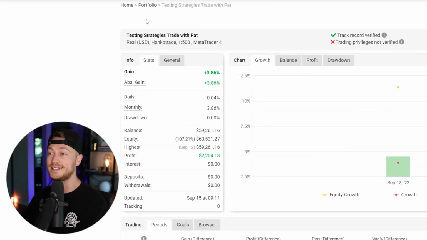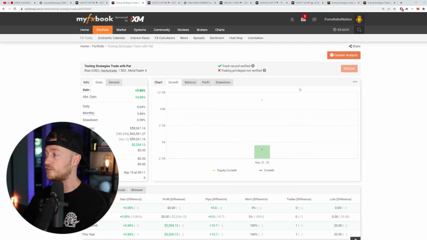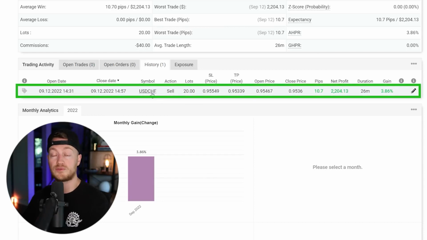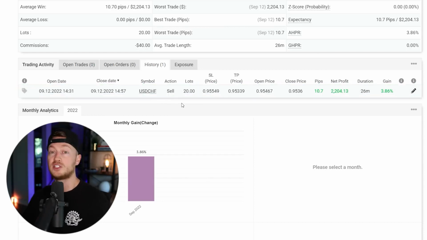Now, if you look at my verified FX account, you can see this is a live account. And after my first day, you can see I had this single trade. It was the US dollar Swiss franc sell trade I just showed you. I took this trade with 20 lots, which is a big lot size, but I won 10 pips and $2,204 in just 26 minutes. Now, you probably want to know how I did this, which is the whole point of the video. So let me get into the installation and show you how you can install this in your free TradingView account so you can start taking some of these trades too.